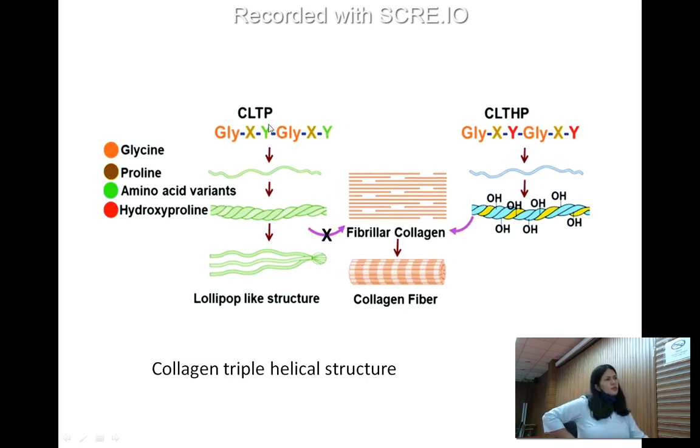Remember, collagen structure will have a particular amino acid sequence. There are 3 amino acids in the sequence: glycine, X, and Y. Why is glycine present in the collagen structure? Because it is the amino acid with a very simple structure and it can fit anywhere. Then X represents proline or hydroxyproline, and Y can be any other amino acid. So the sequence goes like that: glycine XY, glycine XY. So glycine is present in every 3rd position, and X represents either proline or hydroxyproline.